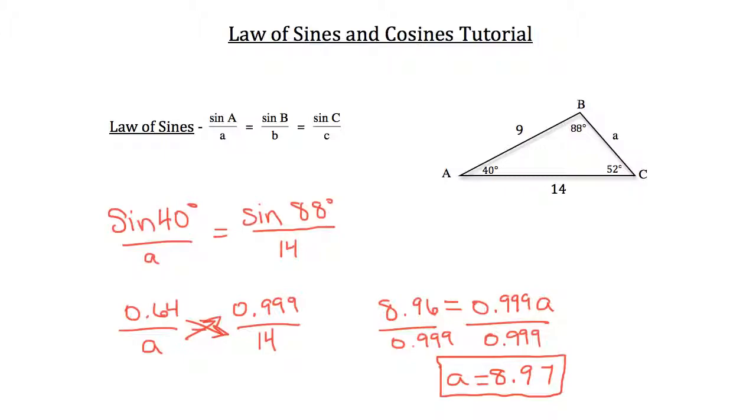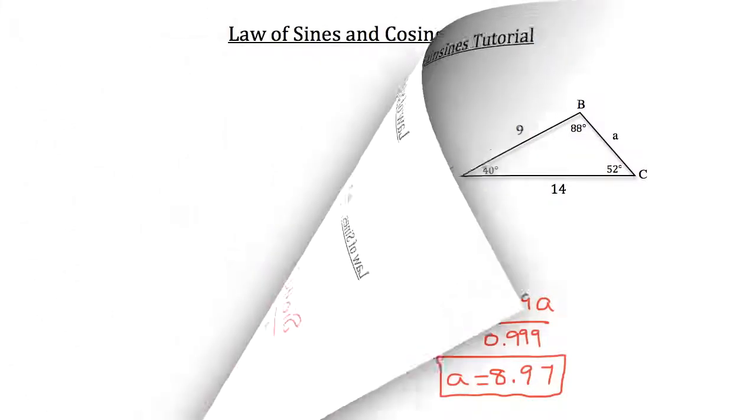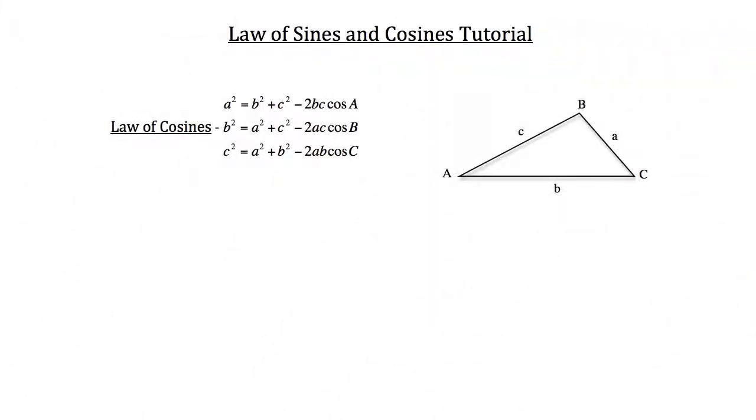Now let's go ahead and take a look at the law of cosines. Alright, so the law of cosines is actually broken up into three distinct formulas. In each one, you could either solve for, for example in the top formula, angle A or side length A. You'd use the second formula to solve for either side length B or angle B. And you'd use the third formula to solve for either side length C or angle C.